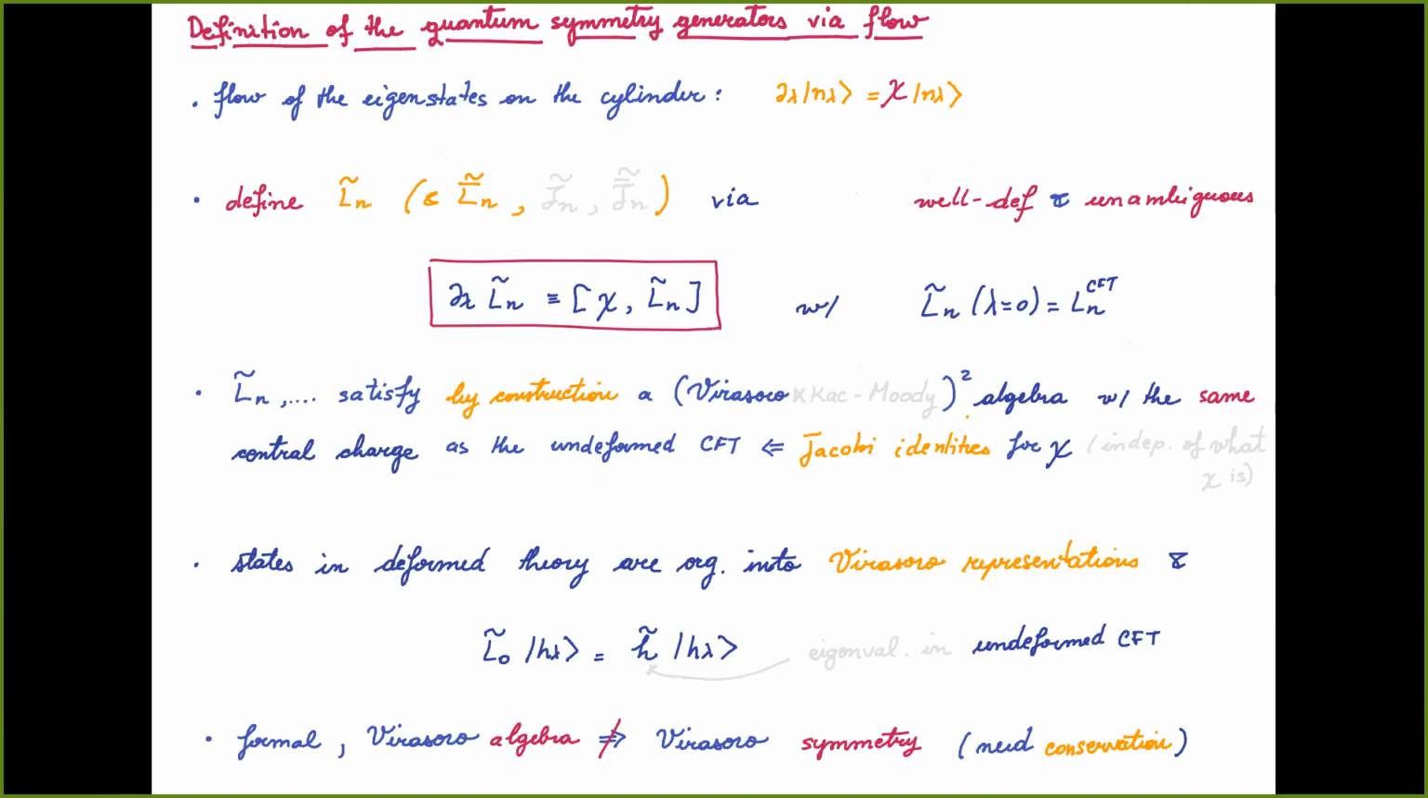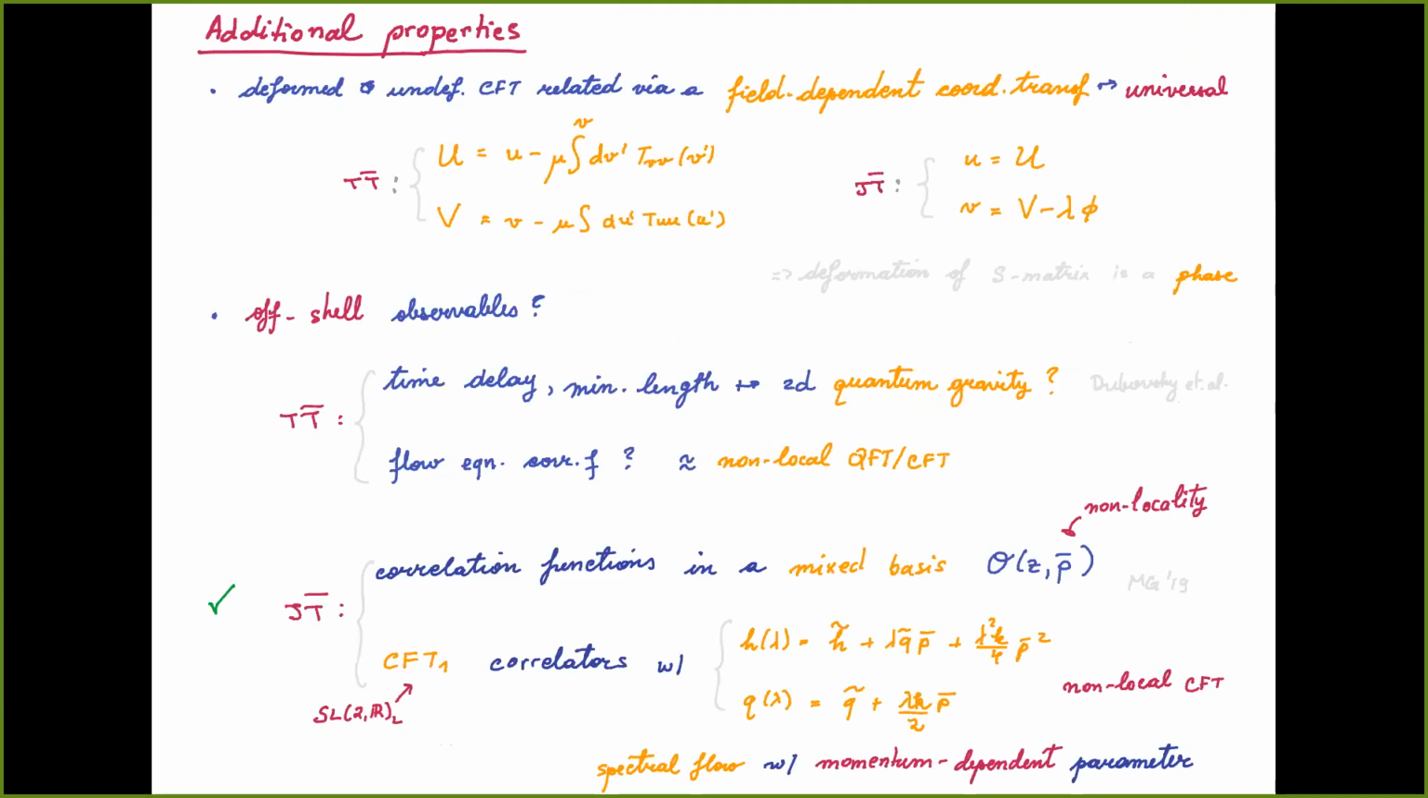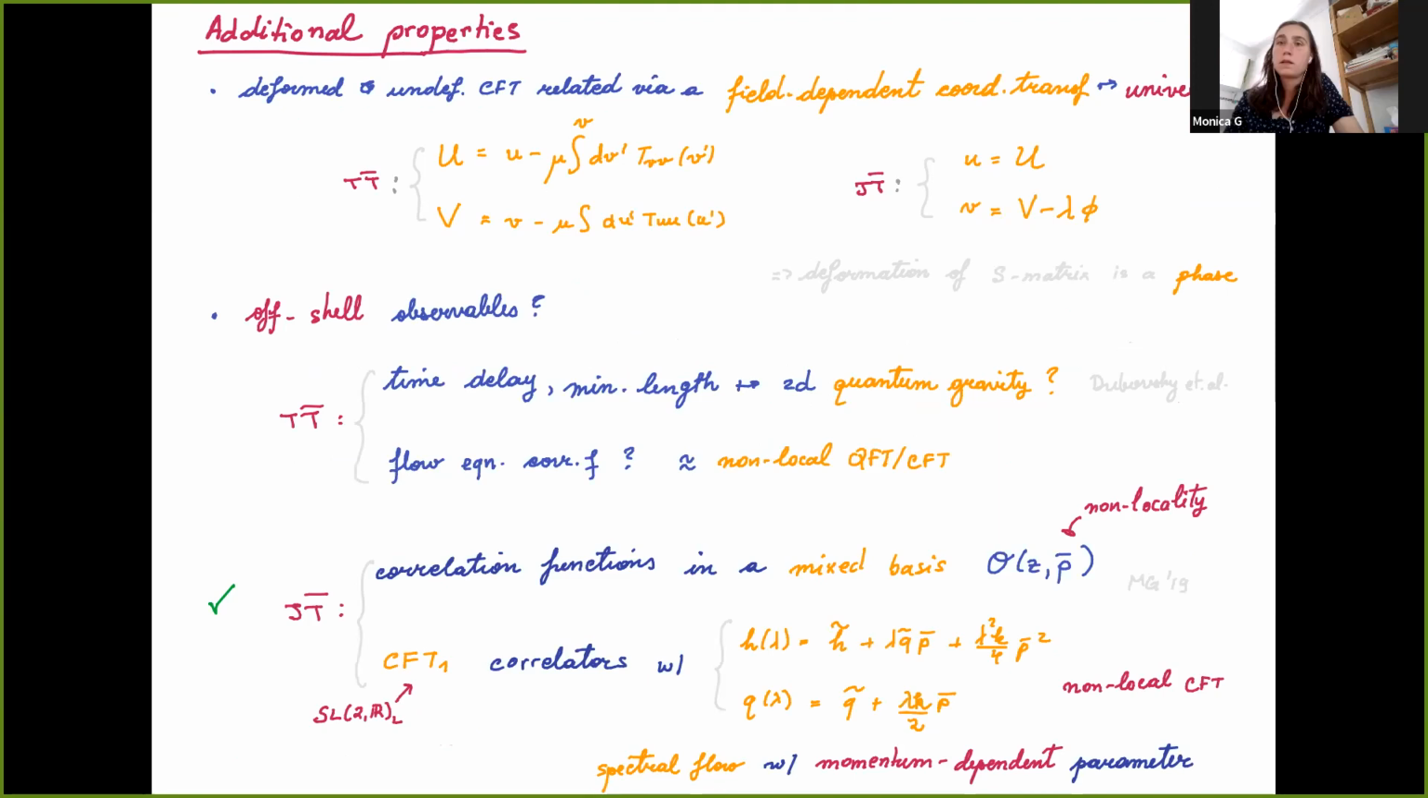Sorry, Monica, just going back to the example of the TTbar deformation of 24 free scalars. One set of observables in those theories are integrated correlation functions, right? The kind we use in string theory. Right.